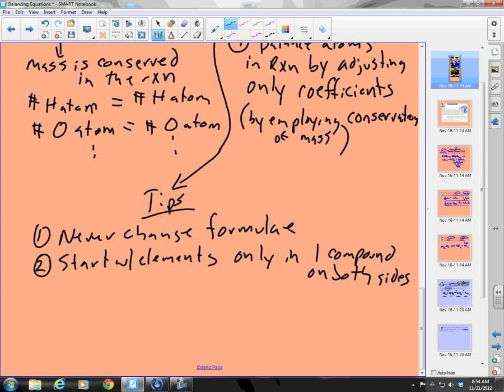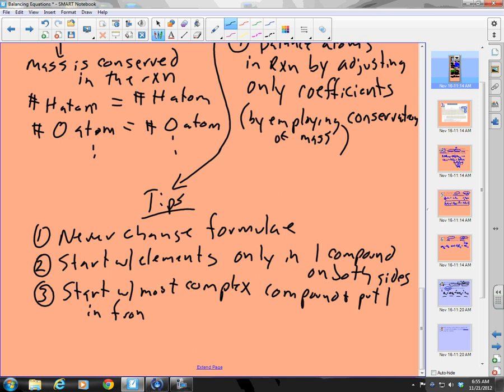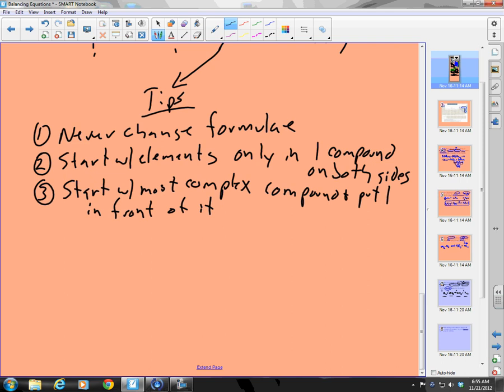What else? What are some other tips? Another place to start is with the most complex compound, and put 1 in front of it. I guess another tip here is this is all trial and error. Trial and error. So use a pencil.